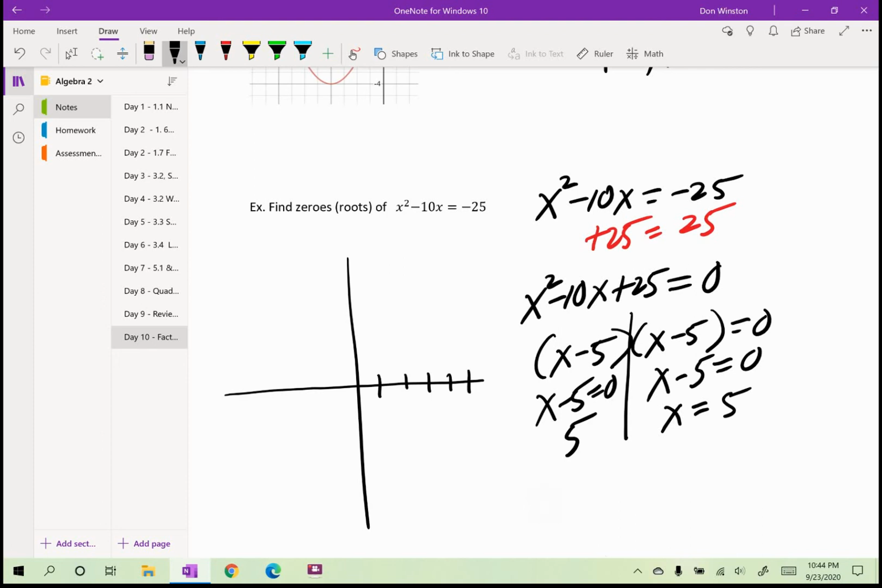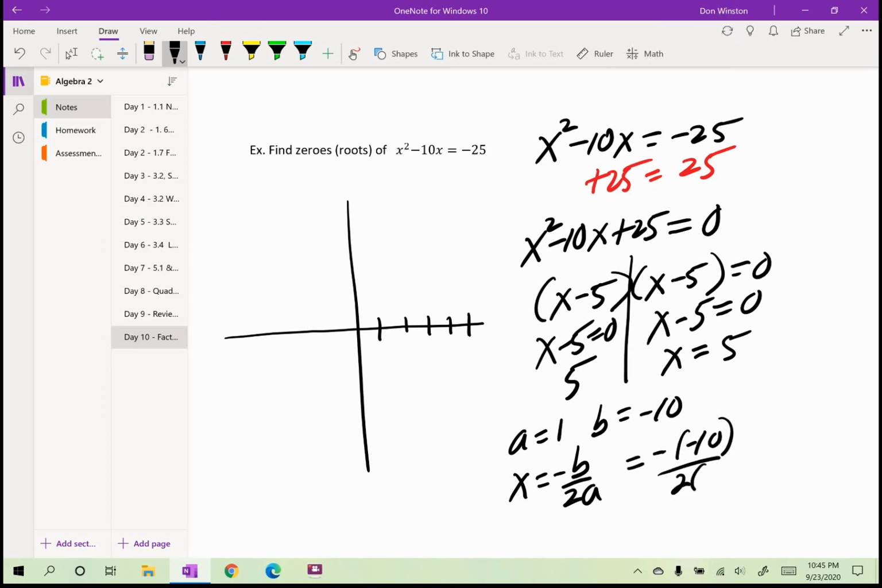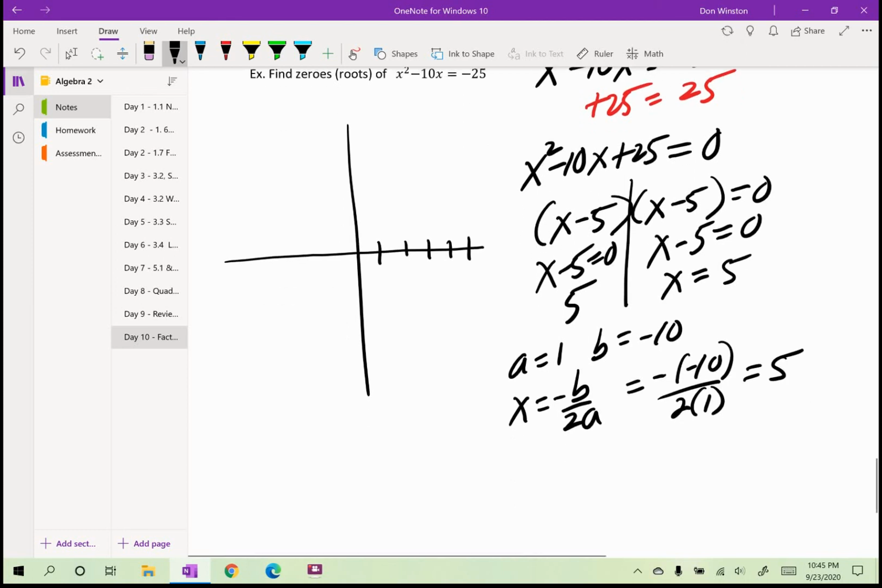Let's just review. Okay, remember how to find the axis of symmetry? So A is equal to 1, and B is equal to -10. And the axis of symmetry is x is equal to -b over 2a. So this is going to equal -10 all over 2 times 1, which equals 5. So my h is 5.